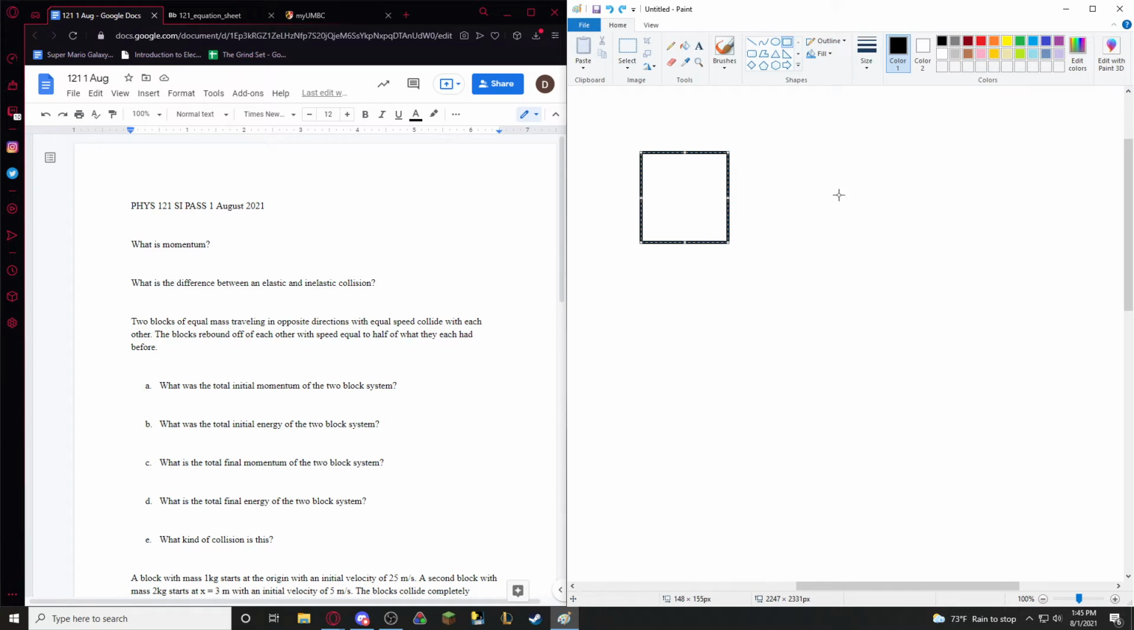So we're going to have two blocks of equal mass, and in this case, we're not going to have one at rest and one traveling. Both blocks are going to be traveling in opposite directions with equal speed, and they're going to collide with each other. So this is going to be V, and V, and they're both M.